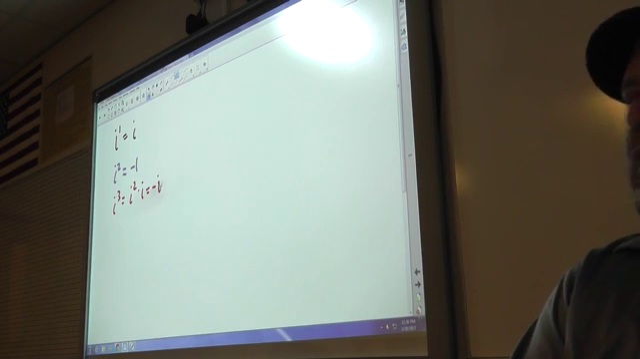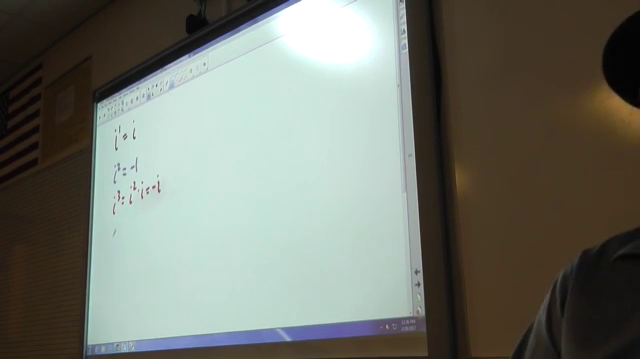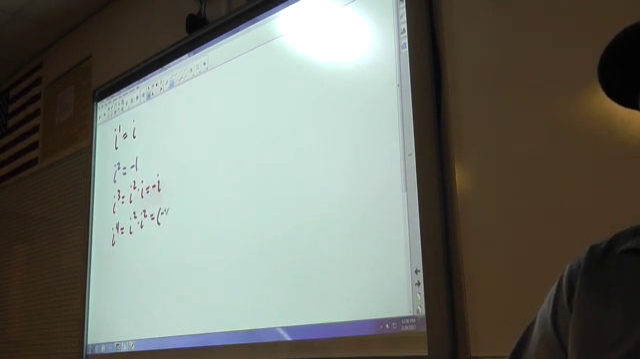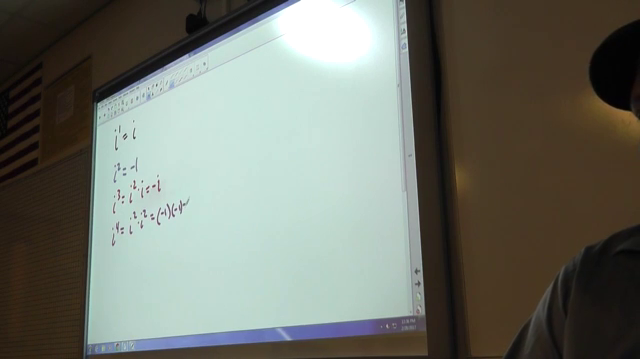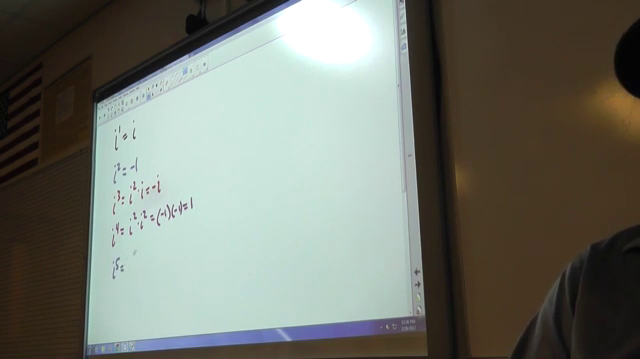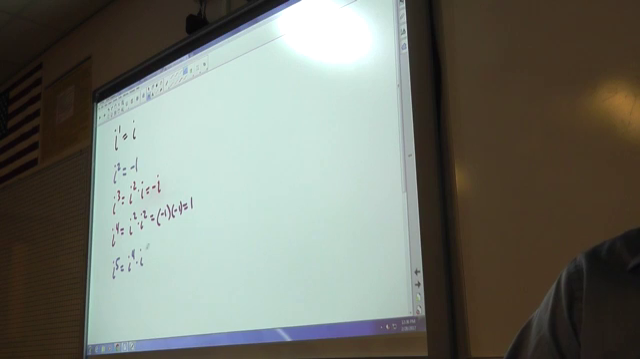And that's what we just had, the problem we just had. I to the 4th is I squared times I squared, which is negative 1 times negative 1, which is 1. So the secret here is that once you get past this, you can always factor out a multiple of 4, right? Because this is just 1. You can just ignore it.